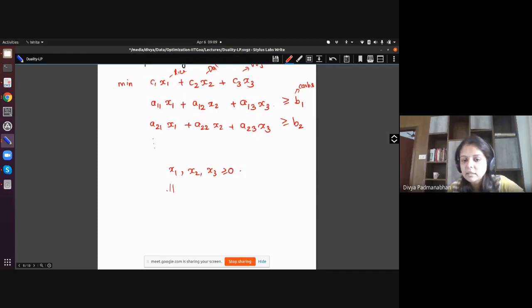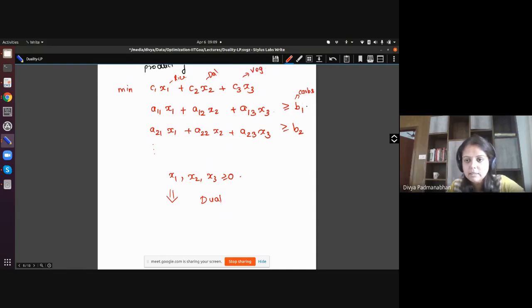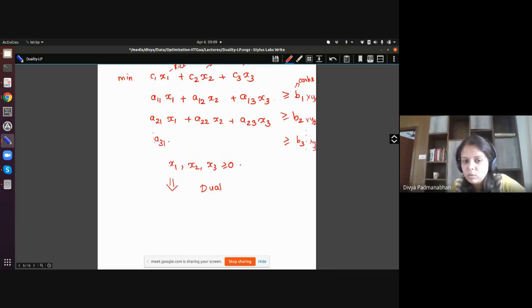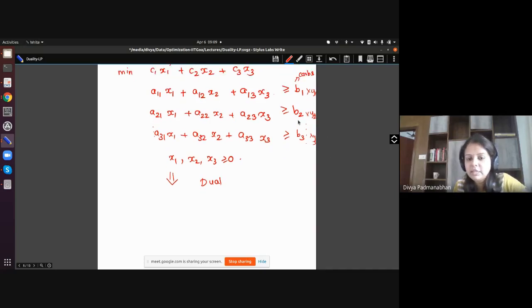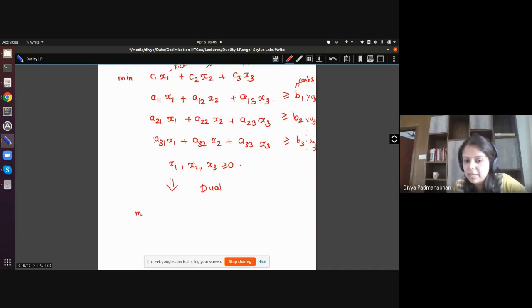And now if you write the dual of this, using the same way that we did earlier, let's just say that the multipliers are y1, y2, and so on. Let's say there are 3 products, so let's keep it simple. So here there's one more y3. Let me write this, A31 X1 plus A32 X2 plus A33 X3. Now the dual is just going to be max B1 Y1 plus B2 Y2 plus B3 Y3.